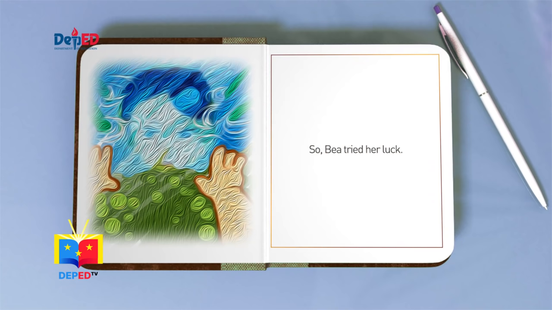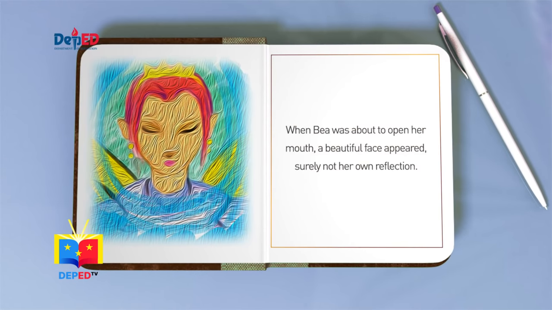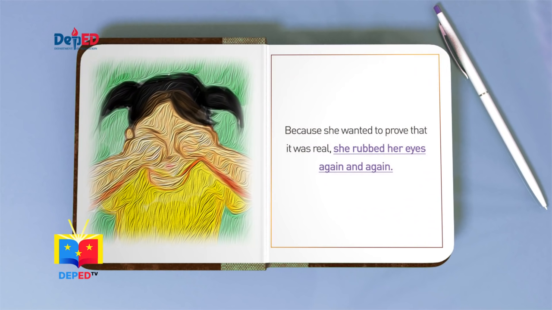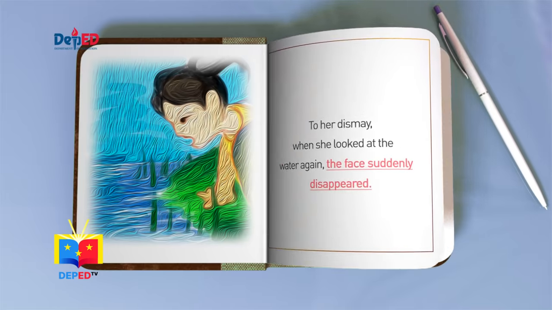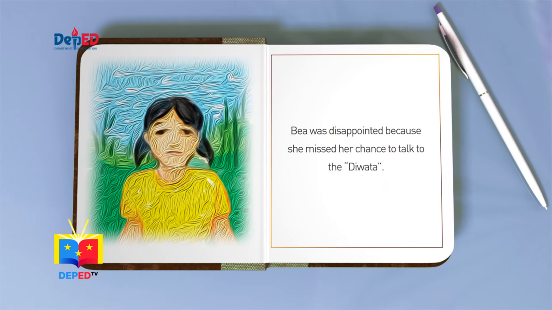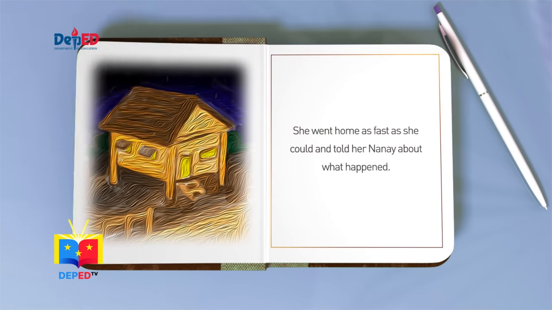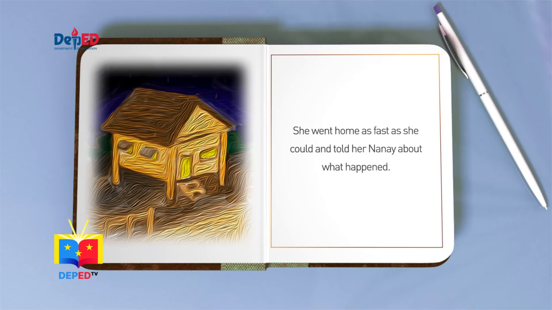So, Bea tried her luck. When Bea was about to open her mouth, a beautiful face appeared, surely not her own reflection. Because she wanted to prove that it was real, she rubbed her eyes again and again. To her dismay, when she looked at the water again, the face suddenly disappeared. Bea was disappointed because she missed her chance to talk to the diwata. She went home as fast as she could and told her nanay about what happened.